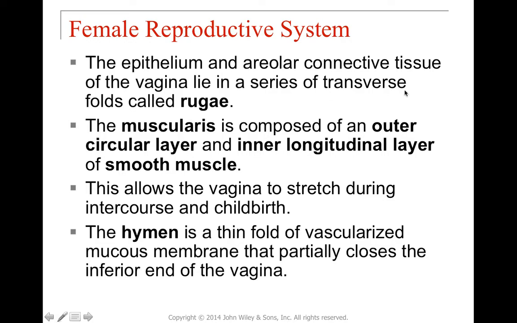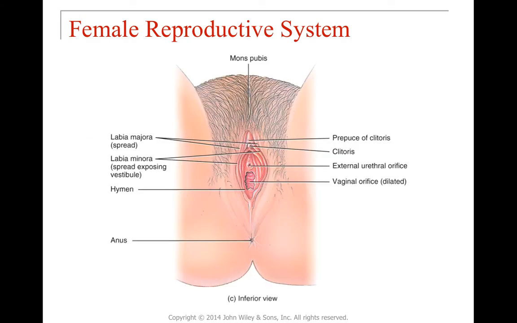We have a muscularis layer that's comprised of two different regions, an outer circular layer and an inner longitudinal layer. The inner longitudinal layer is comprised of smooth muscle, and again, all of this is going to allow the vagina to stretch quite drastically. Now we have a very thin fold of mucous membrane that's highly vascularized. It's called the hymen, that's going to close off the inferior end of the vagina until puberty or intercourse or some sort of traumatic event.